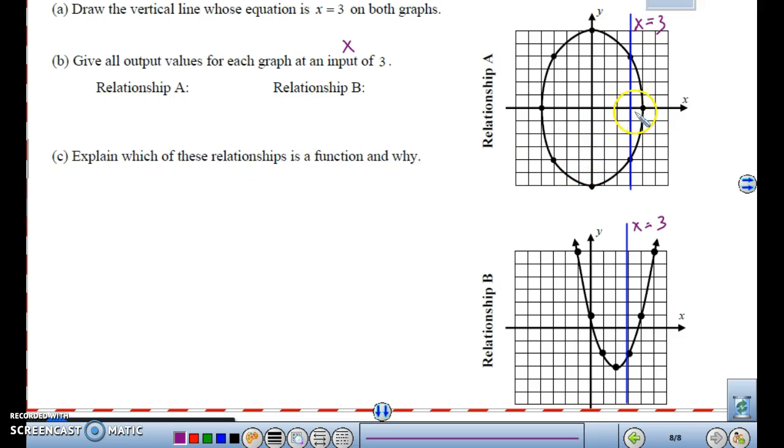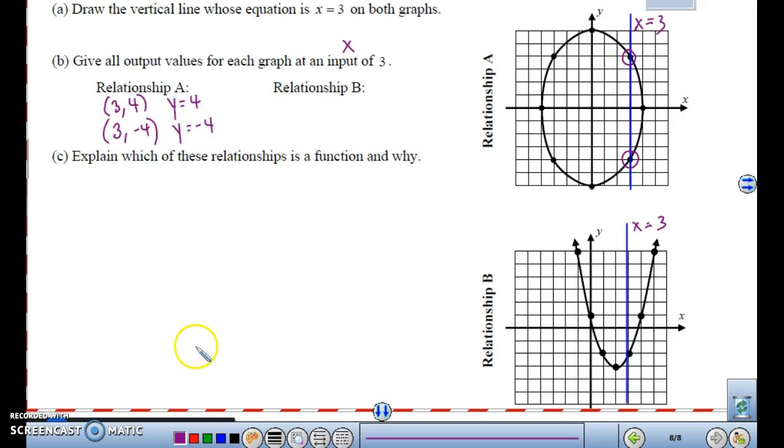So if I look at relationship A, I hit the graph here, and I hit the graph here. So I have the point 3, 4. That's this point right here. And I also have the point 3, negative 4. So my output values are y is 4, and y is negative 4.